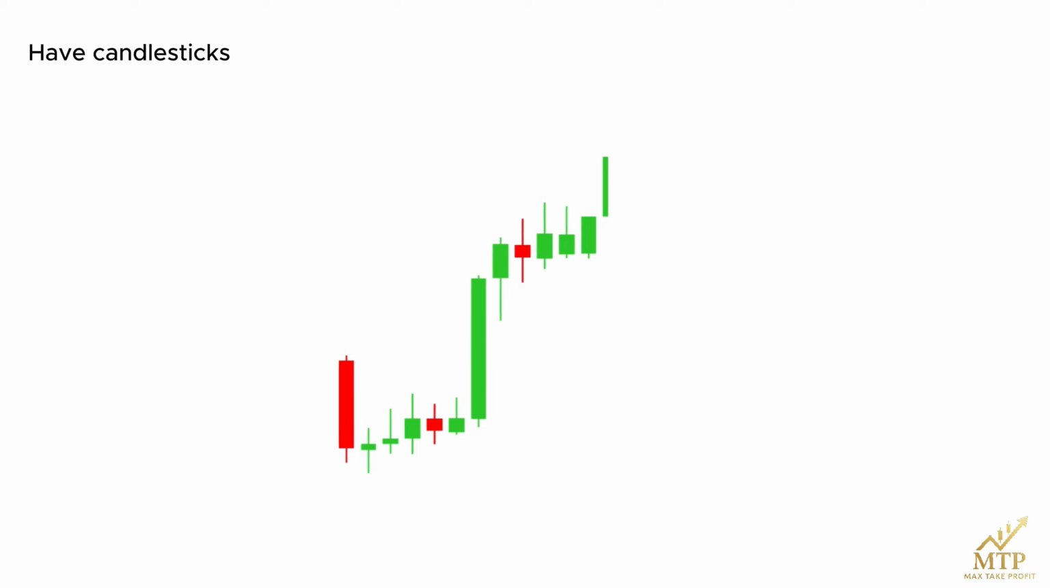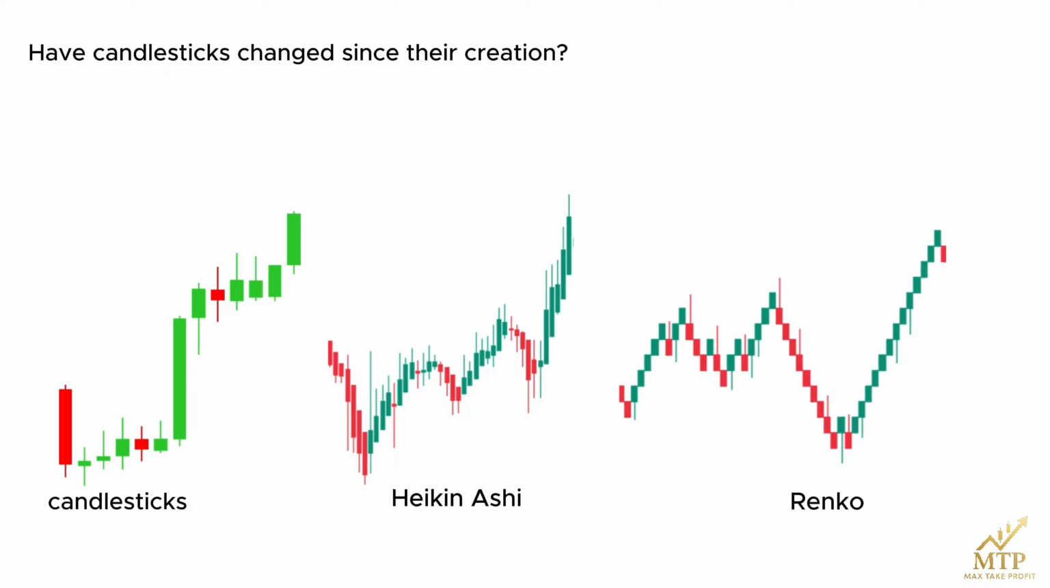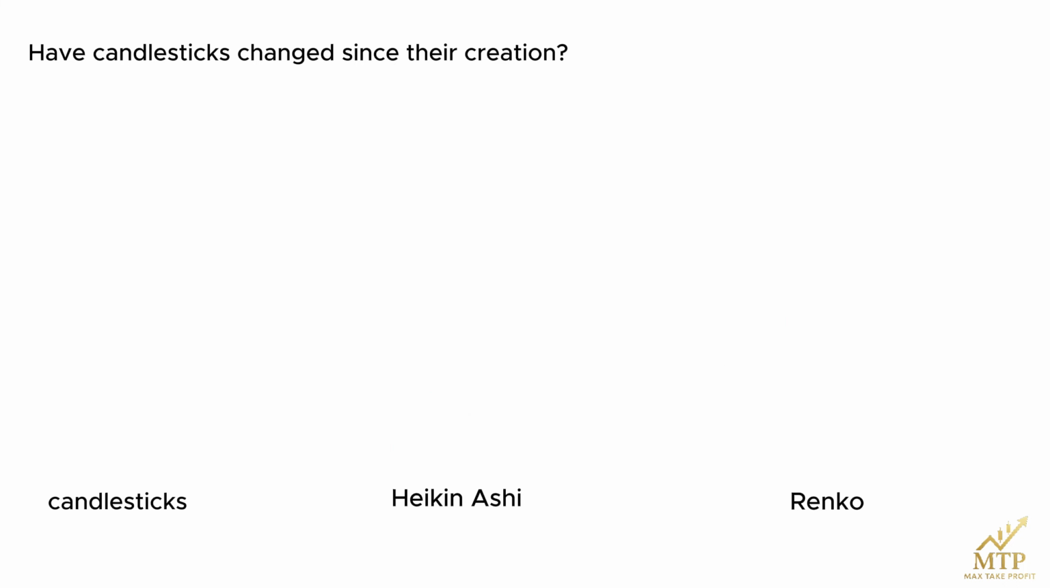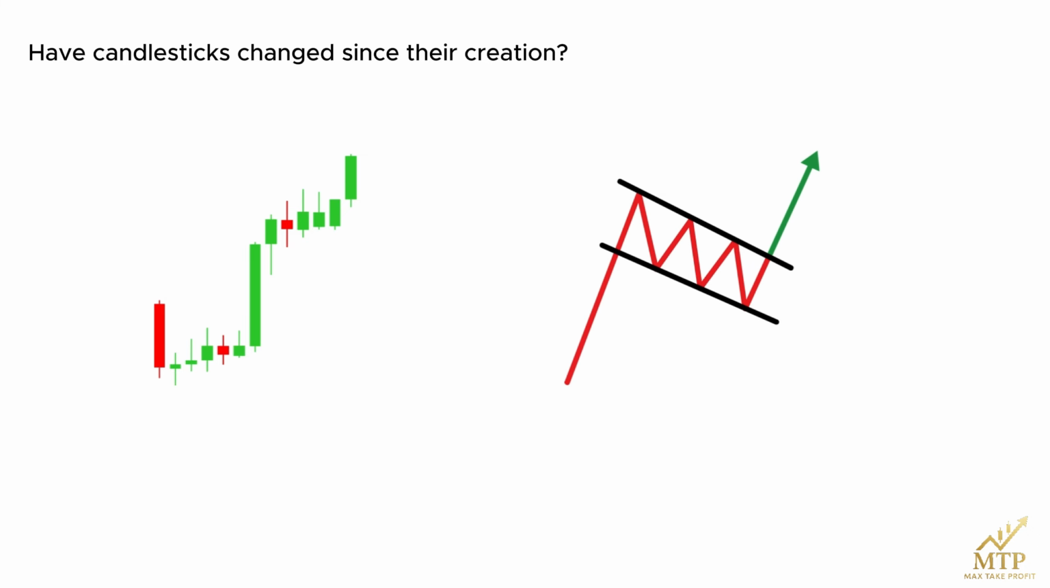Have candlesticks changed since their creation? The core concept remains exactly the same. Each candle represents the open, close, high and low of a specific period. However, over time variations have appeared, like Heikin Ashi, Renko, or Kagi charts, designed to smooth or filter price movements. But even today, the original Japanese candlestick model by Homma remains the foundation of modern technical analysis.